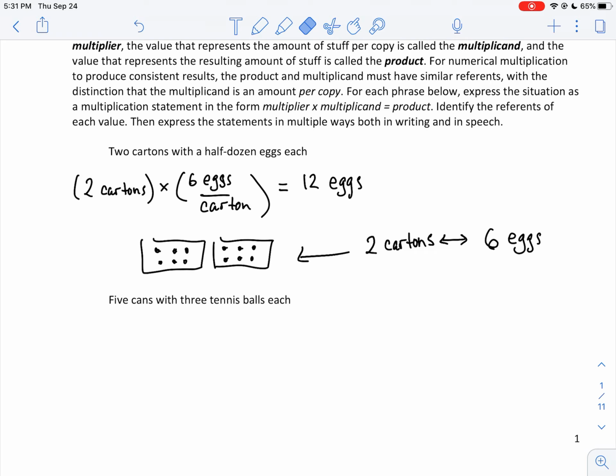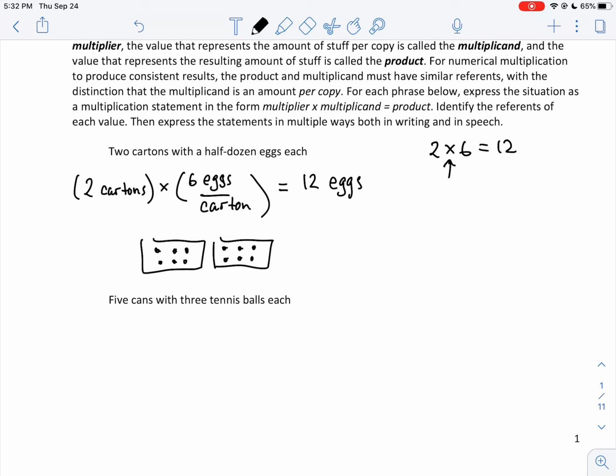And 2 cartons and 6 eggs correspond to the same amount of eggs in this case. So just something to think about. It says, express the statement in multiple ways, both in writing and in speech. So in writing, let me leave the units off and just write this statement. 2 times 6 equals 12.